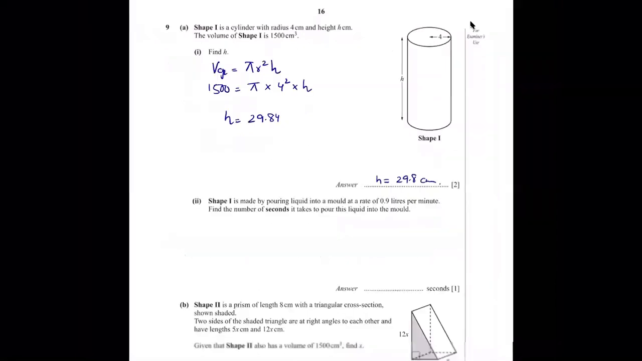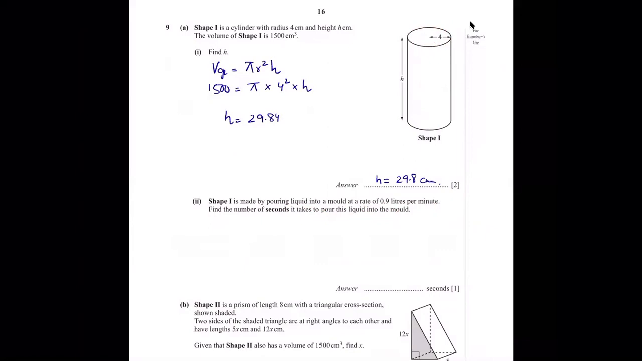Now shape 1 is made by pouring liquid into a mold at a rate of 0.9 liters per minute. Find the number of seconds it takes to pour this liquid into the mold. So this shape is made by pouring the liquid into the mold. Do you know what a mold is? A mold is going to have a similar cylindrical shape. You pour a liquid in, that is going to take the shape of the container.